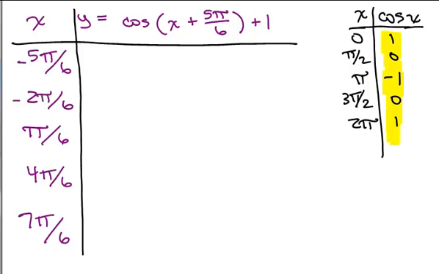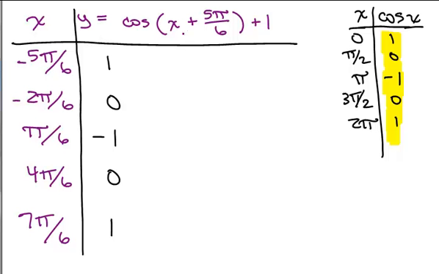y coordinates, right, for just the cosine, because we already adjusted for this negative 5 pi over 6. Remember, when you put negative 5 pi over 6 for x, you're really just computing the cosine of 0. That's why that works. It's just a reminder. And then we're adding 1 to it. So we've got these y coordinates. That's the cosine part. 1, 0, negative 1, 0, 1.